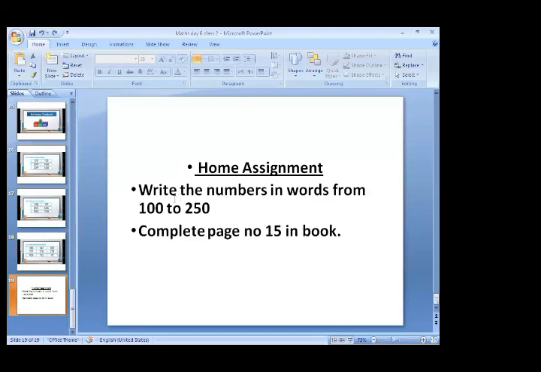This is your home assignment. Kindly note down your home assignment. Write the numbers in words from 100 to 250. And also you will complete page number 15 in the book.